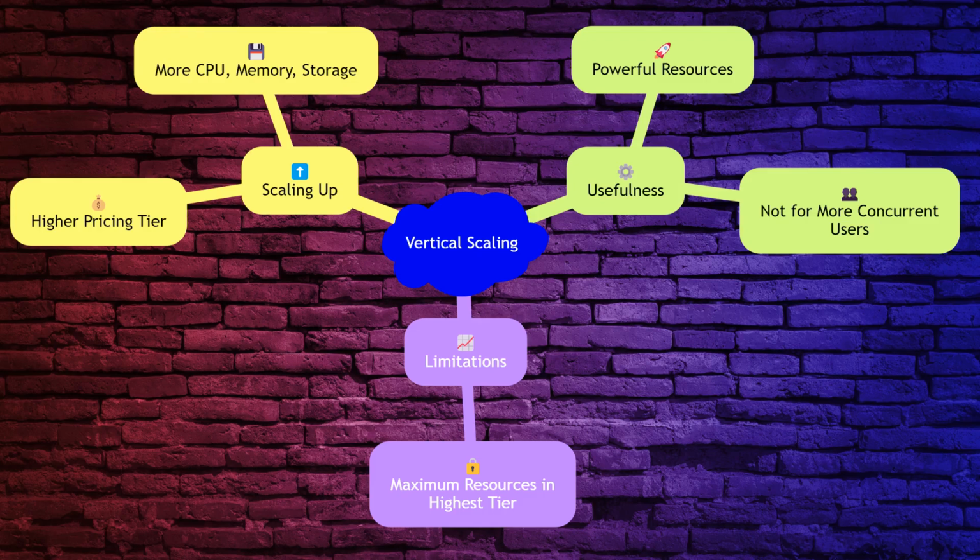Vertical scaling, or scaling up, involves upgrading to a higher pricing tier to get more CPU, memory, and storage. This is useful for applications that require more powerful resources but don't necessarily need to handle more concurrent users. Vertical scaling is straightforward, but has limitations in terms of the maximum resources available in the highest tier.